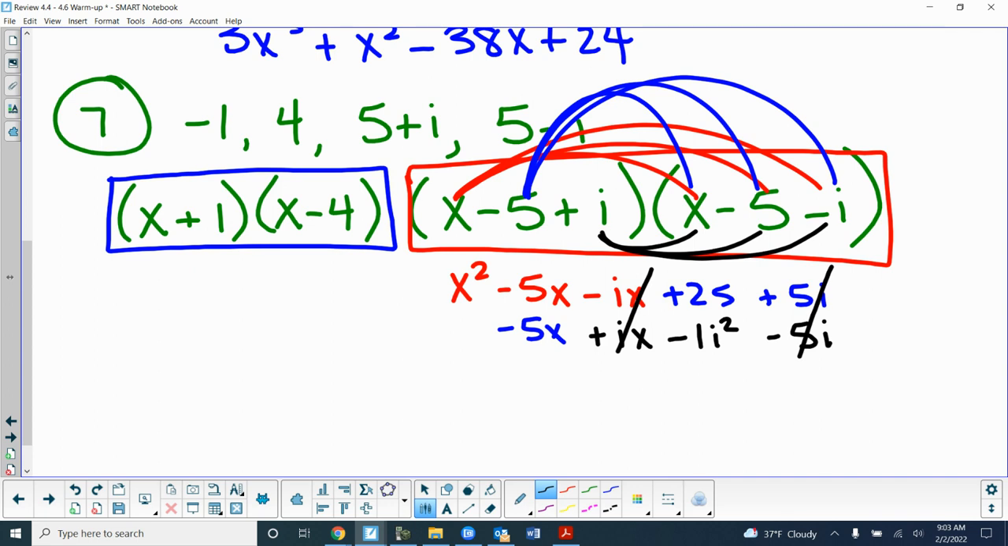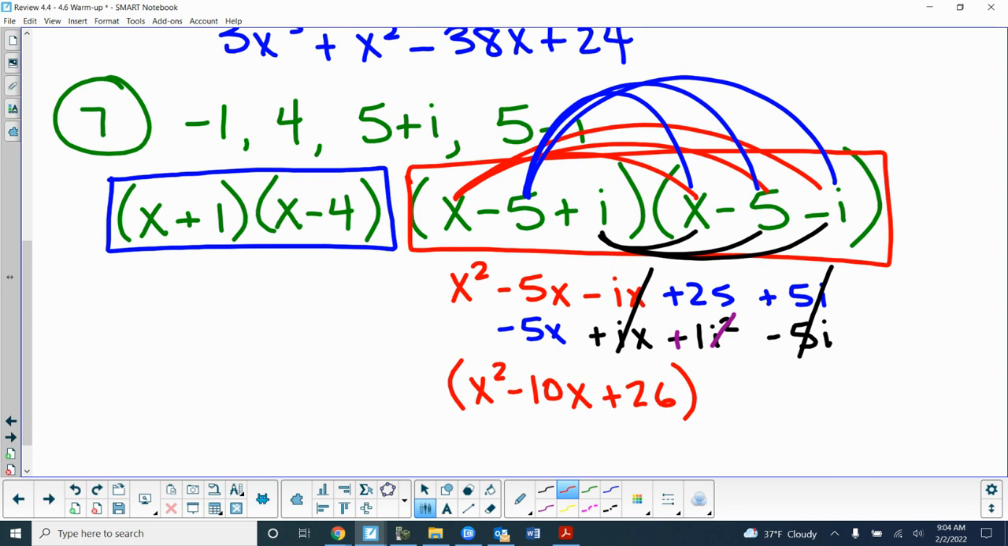Remember, what does i squared equal? Negative 1, right? So that's like a negative 1 times a negative 1, which makes it plus 1, right? So this answer, this red box answer, is x squared minus 10x plus 26. Questions on that one?